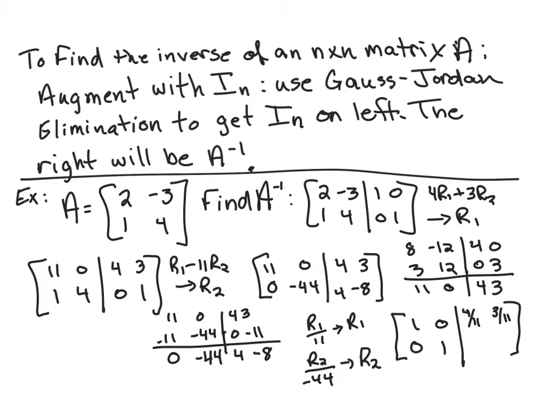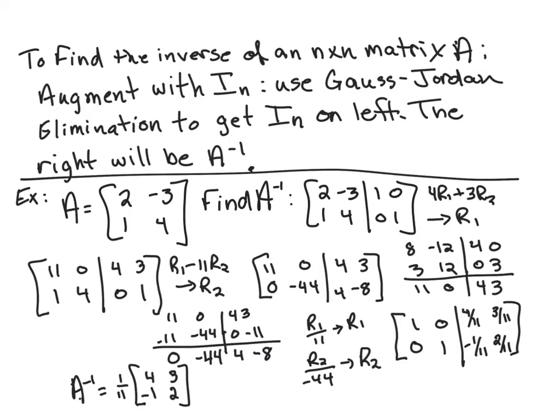And I'm going to divide row 2 by negative 44. So 4 divided by negative 44 is going to be minus 1 over 11. 8 divided by negative 44 gives me positive 2 over 11. And A inverse will be, I'm going to pull out the 1 over 11, make it pretty. I have 4, 3, -1, and a 2. And that's my A inverse. And then, of course, you always check it when you're done.